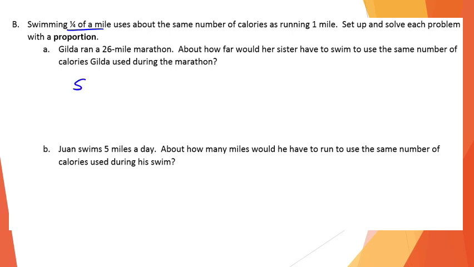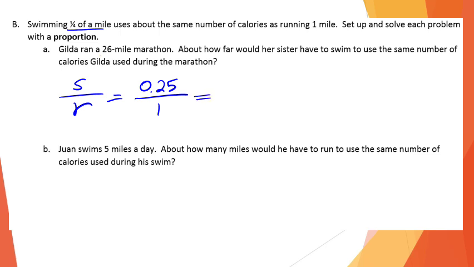So setting this up, I'm thinking about swimming over running. And if I swim 1/4 of a mile, so that's 0.25 of a mile or 1/4 of a mile, that's the same as running 1 mile in terms of the calories.